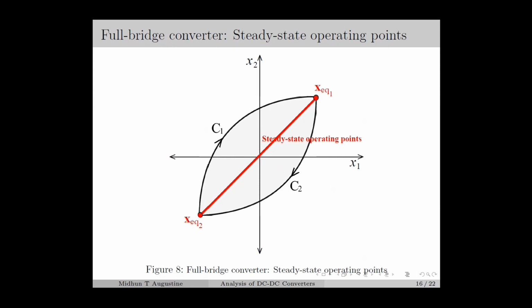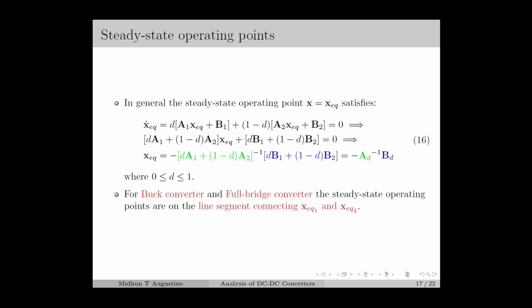For other converters such as boost converter, buck boost converter, etc., we have A1 and A2 are not the same. Therefore, we can have the general equation for the steady-state operating points as in equation number 16, which gives XEQ as minus AD inverse BD, where AD and BD are functions of the duty ratio D. And for each duty ratio D, we get a different operating point XEQ.